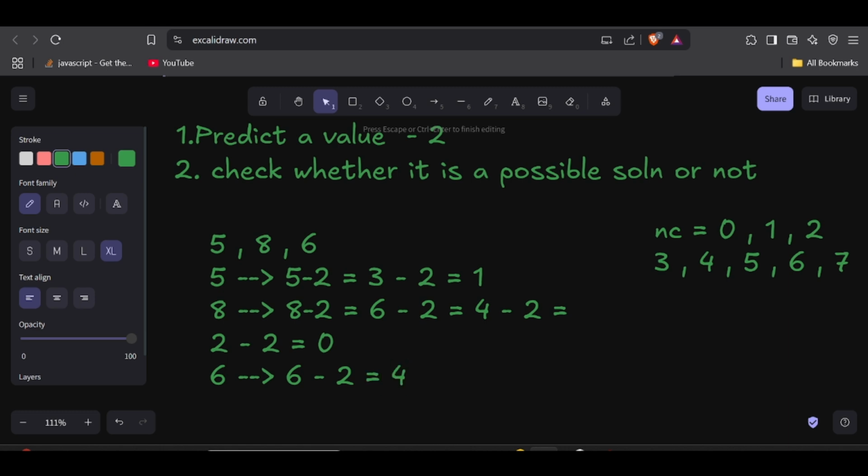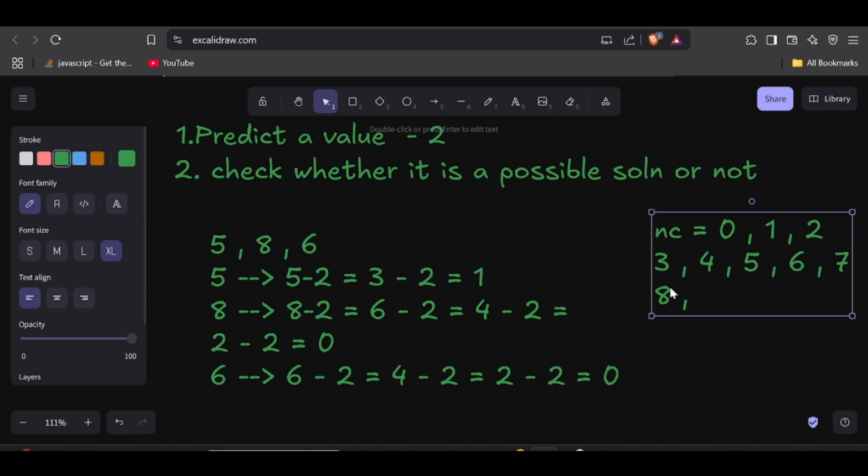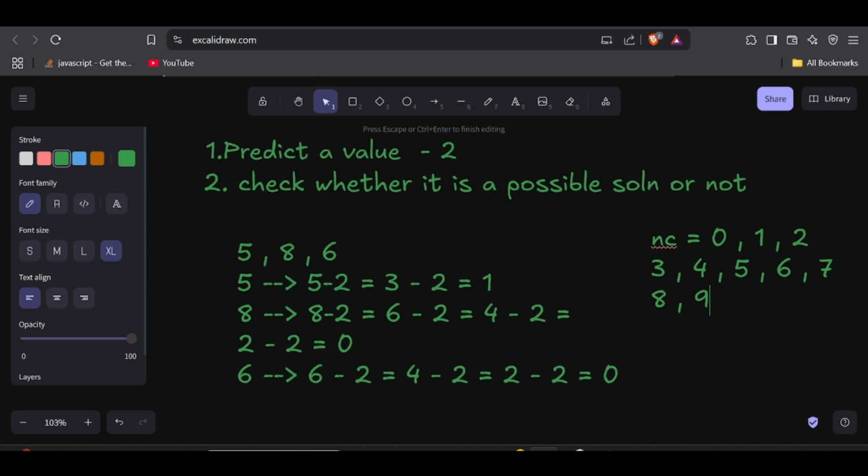Is 4 greater than or equal to 2? Yes, it is. So just decrement it. Now it has become 2. And as I have decremented the value, I will just increment it by 1. Now it has become 8. Is 2 greater than or equal to 2? Yes, it is. So I will decrement it and again increment the value by 1. So now it has become 9. Is 0 greater than or equal to 2? No, it is not. So I will just stop. Now I will see what is the value of my NC, that is 9.